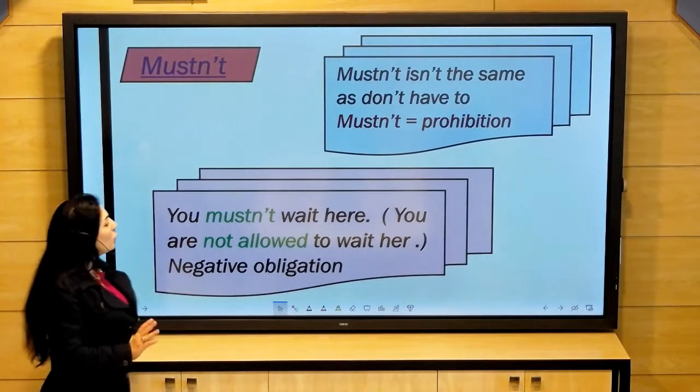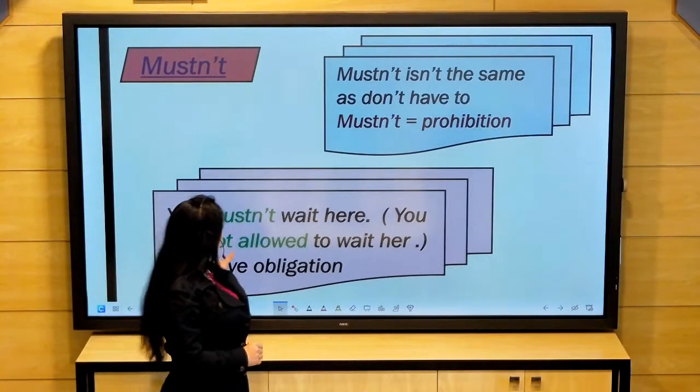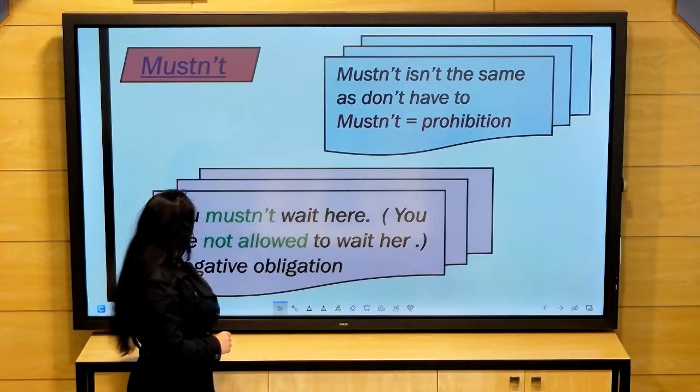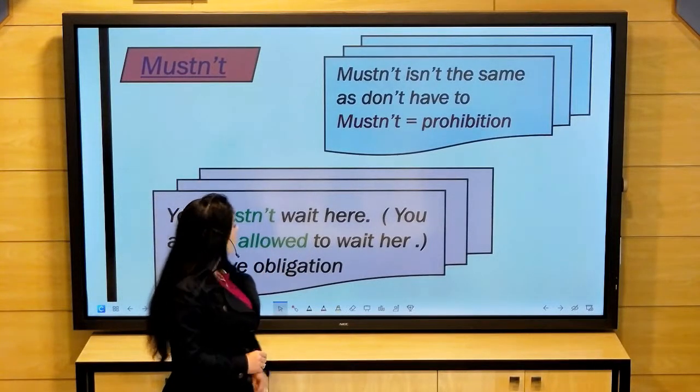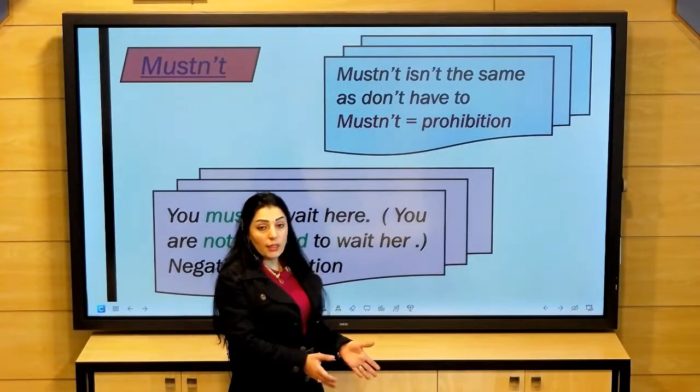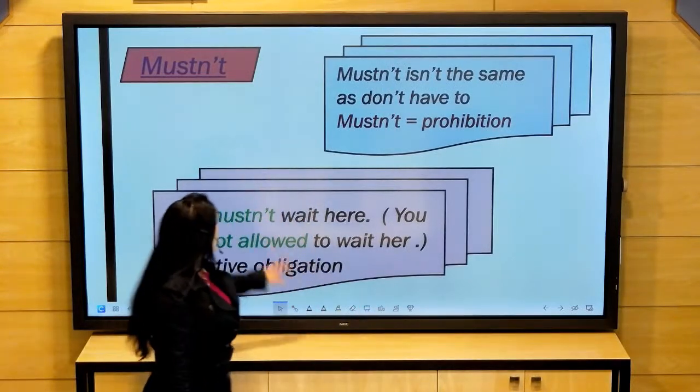Example: you mustn't wait here. It means you are not allowed to wait here. It's negative obligation, okay? You are not allowed to wait here. You are prohibited to sit here.